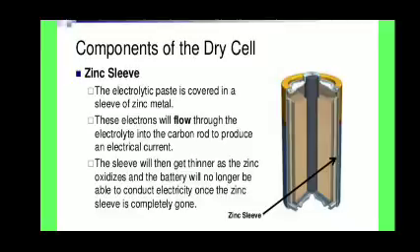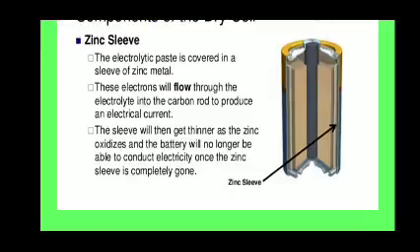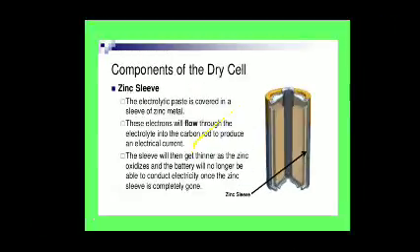The electrolytic paste is covered in a zinc metal. These electrons will flow through the electrolyte into the carbon rod to produce an electrical current. The zinc slave will then get thinner as the zinc oxidizes, and the battery will no longer be able to conduct electricity once the zinc slave is completely gone.